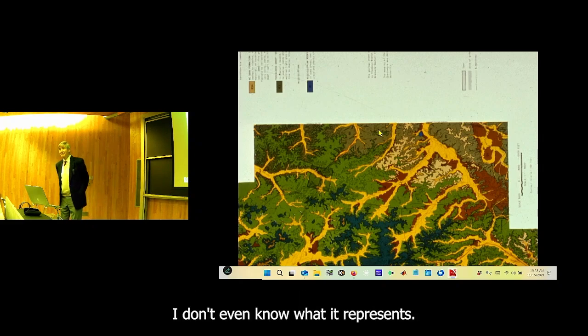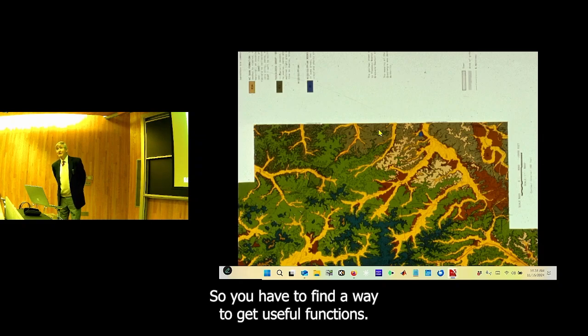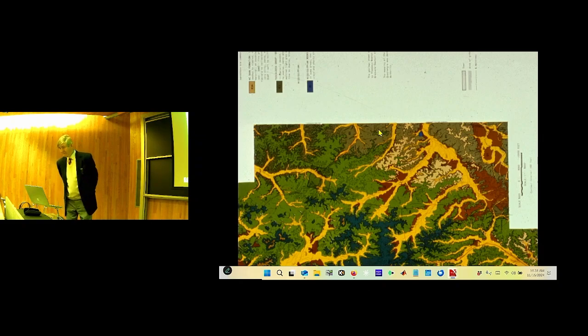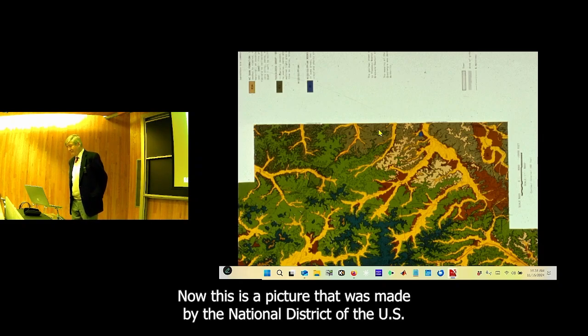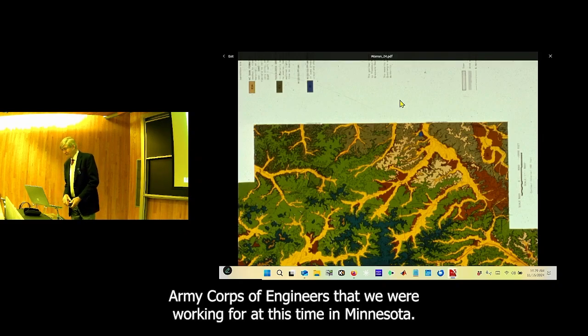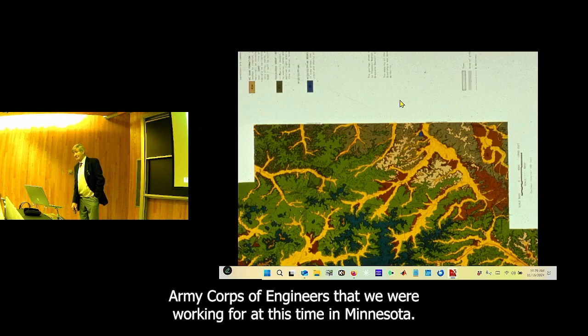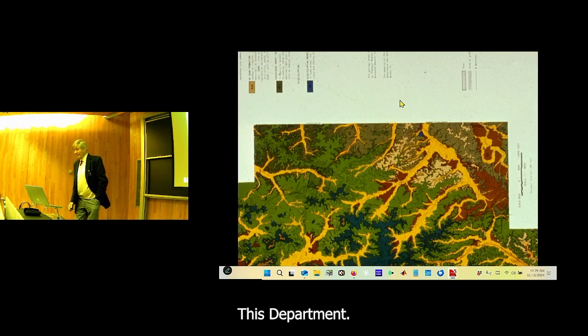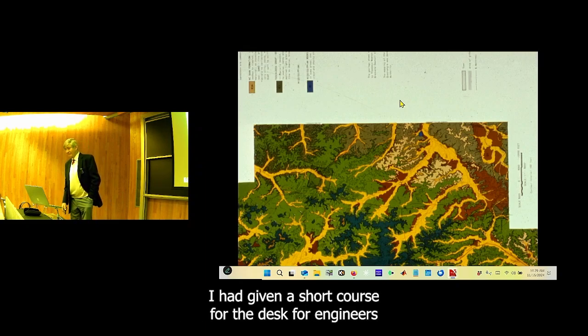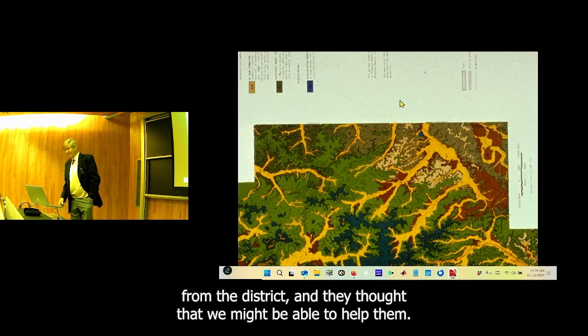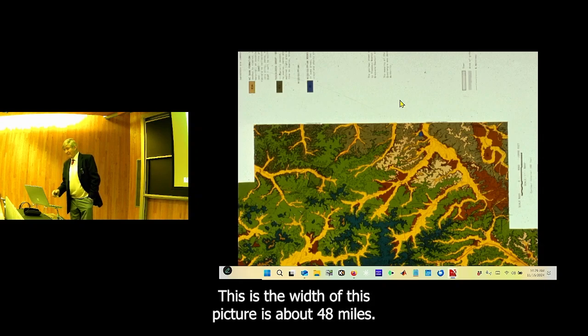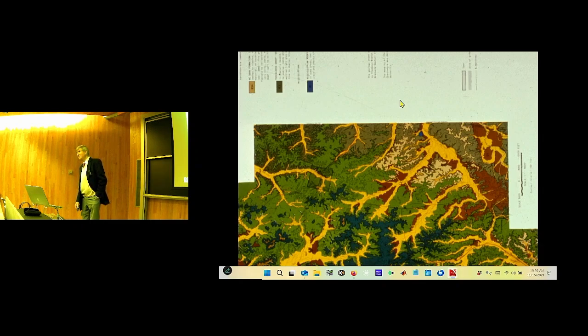I don't even know what it represents. So you have to find a way to get useful functions. Now this is a picture that was made by the Nashville district of the US Army Corps of Engineers that we were working for at this time in Minnesota, this department. I'd given a short course for engineers from the district, and they thought that we might be able to help them. The width of this picture is about 48 miles.